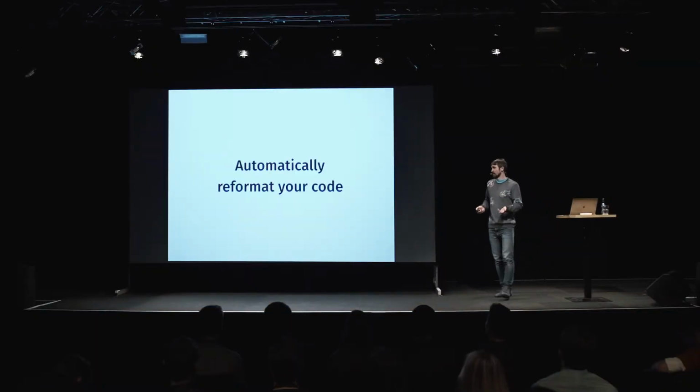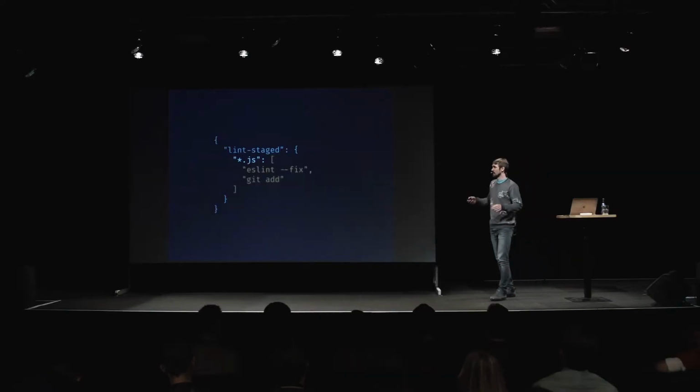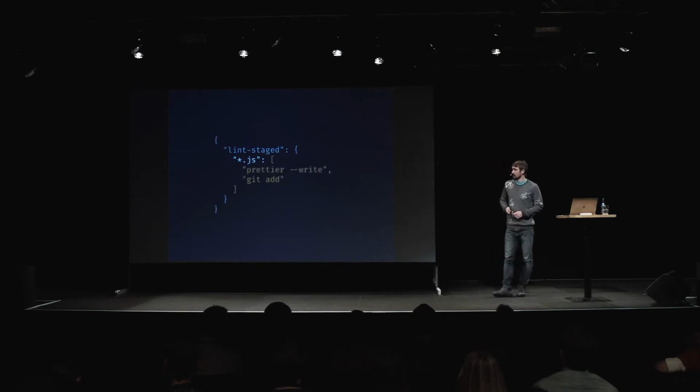Or you can reformat your code with any tool. I prefer Prettier. It's kind of a standard for ECMAScript. But if you're using other languages, you still can use Lint Staged if you have Node installed on your machine. In this case, for Prettier, it's prettier --write and git add for all JavaScript files. You can actually use Prettier for CSS, JSON, and Markdown. And there are lots of PRs coming to support GraphQL and many more syntaxes. So it's going to be even better in the future.